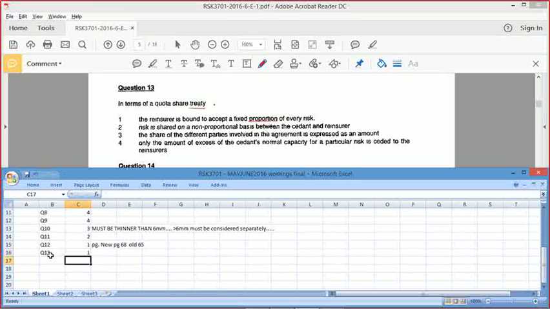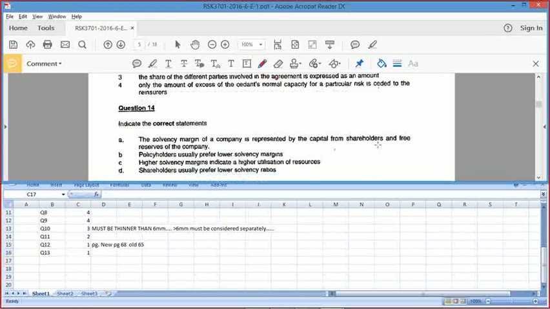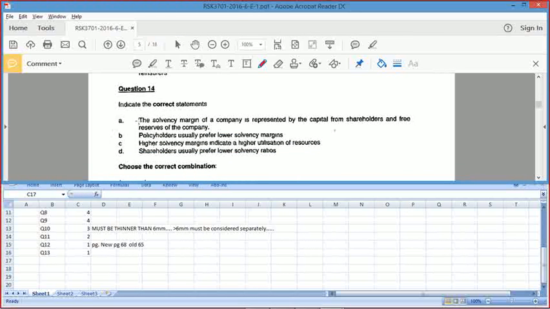Do you agree with number one? Yes. Okay. Question 14. Indicate the correct statements. All right. So the solvency margin of a company is represented by the capital from shareholders and free reserves of a company. Okay. Remember, the solvency margin is what an insurer needs to keep on hand to pay for claims.